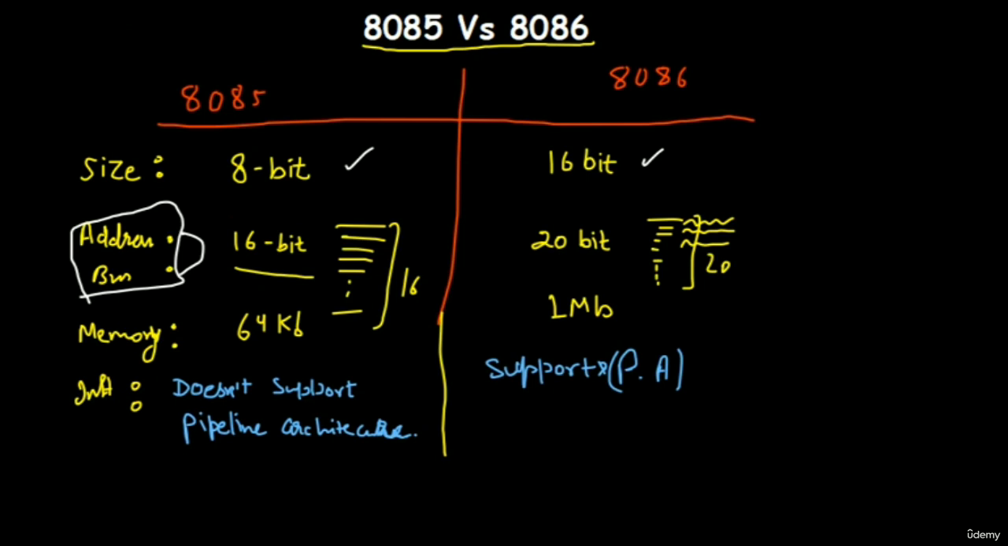That's it. So memory is 64 KB and 1 MB. Well, you surely remember that if there can be more functionality, there is more memory. There can be more space for fetching, and less memory means it can fetch less. It has fewer things, just less functionality it can do. It does not support pipeline architecture. What is the meaning of the pipeline?